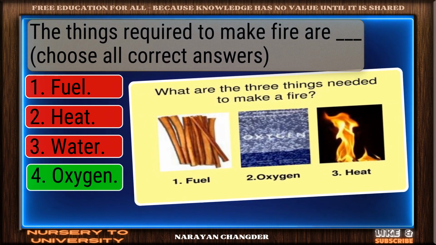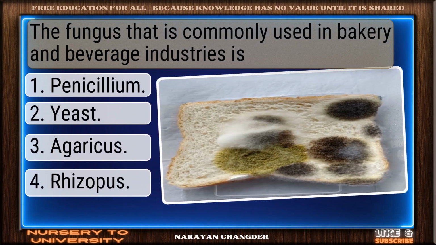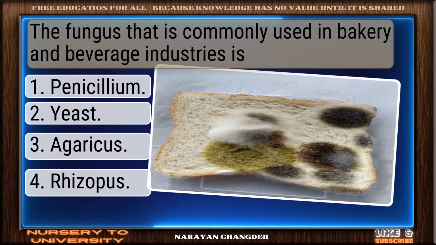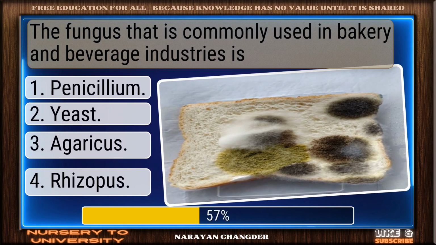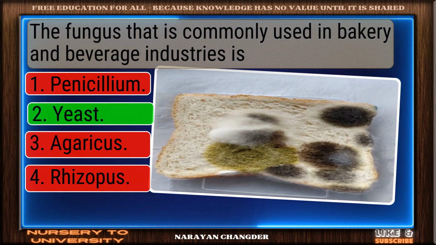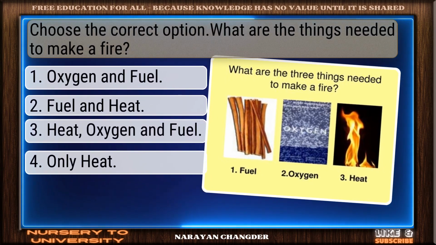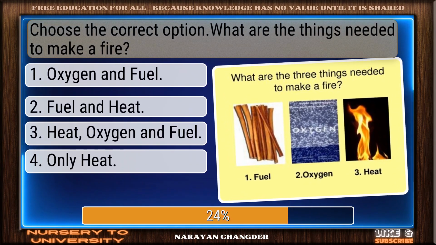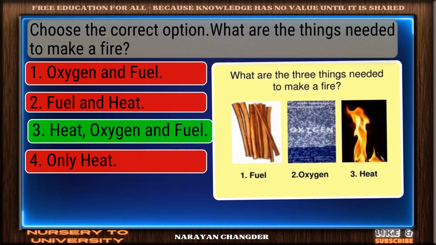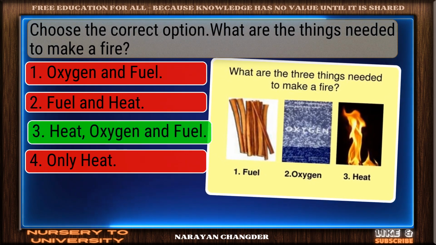Good thinking. Oxygen is the right answer. The fungus that is commonly used in bakery and beverage industries is... Well done. Yeast is the right choice. Choose the correct option. What are the things needed to make a fire? Well reasoned. Heat, oxygen, and fuel is the correct choice.